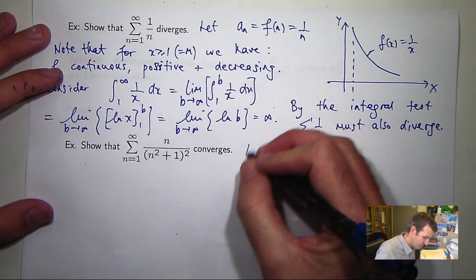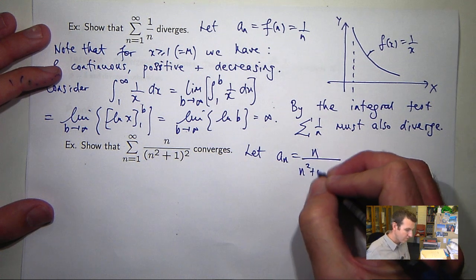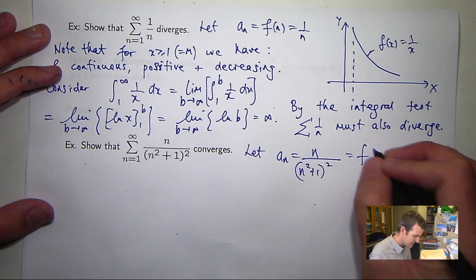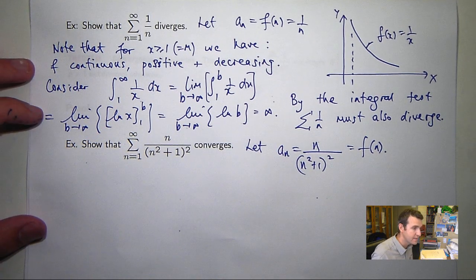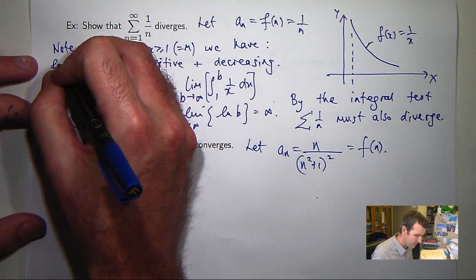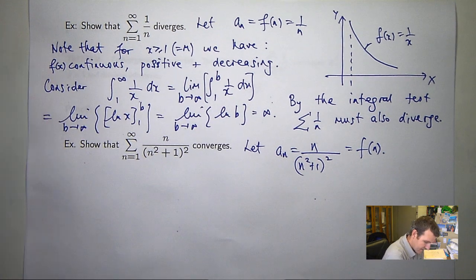This is more involved. It's more involved because the integration is slightly harder, and you also have to show that the function is decreasing, and that takes a little bit more time too. So here I'm going to let the sequence a sub n be n on (n squared plus 1), all squared, and I'm going to define that to be f of n.